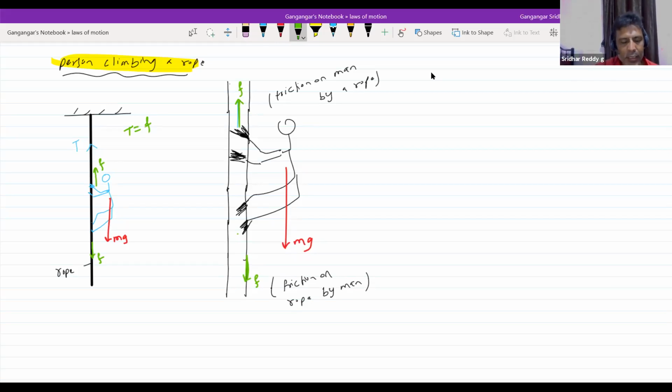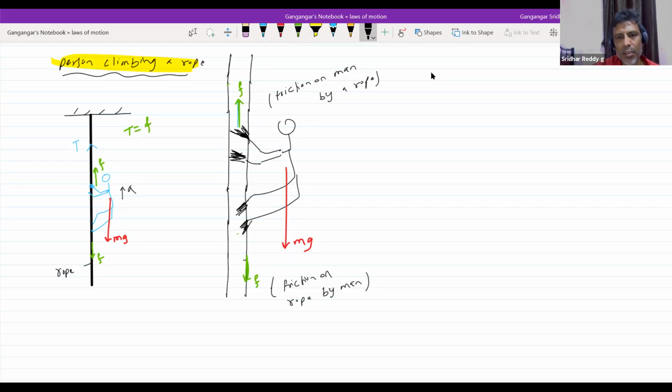Now, if you take the rope as internal, then this F will become internal, no? So here, what is the force acting now? T is equal to F. So shall I say that nothing but tension is acting on the person, and when that tension is greater than mg, he will move up. So for now, I'm saying the person will climb up.